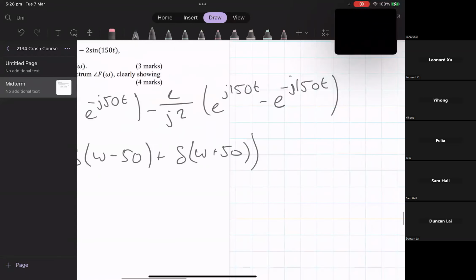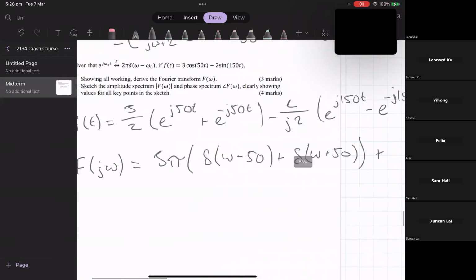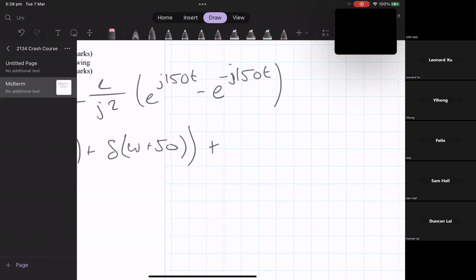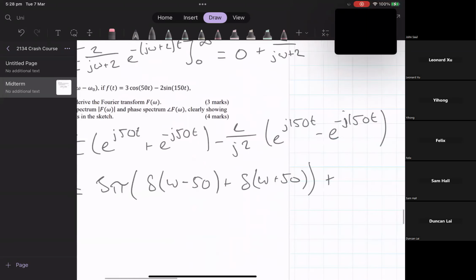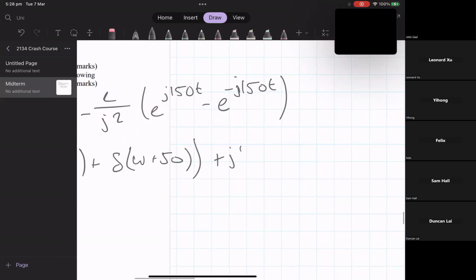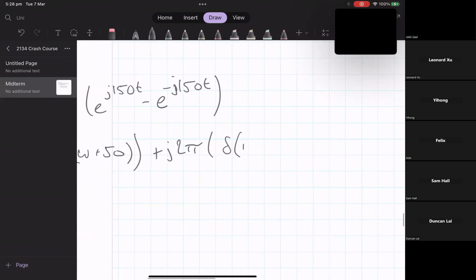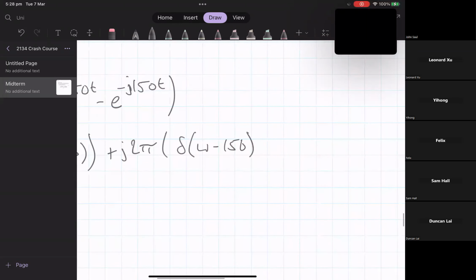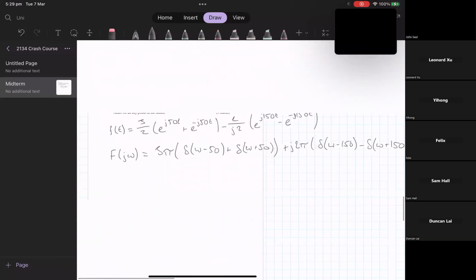We can apply the same thing. We have plus, and then those 2's cancel out, and I'm doing a plus here because with j on the bottom, we can take the reciprocal and it becomes a negative j. And that is just plus j 2 pi times the Dirac of omega minus 150 minus the Dirac of omega plus 150. And then we've got a completed Fourier transform.